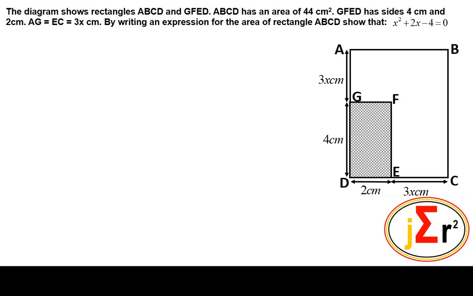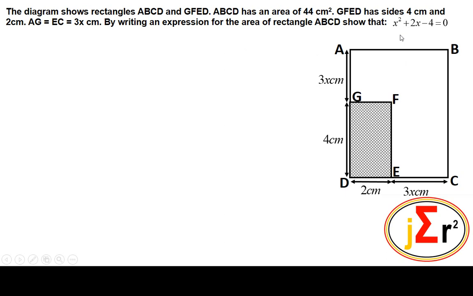The diagram shows rectangles ABCD and GFED. ABCD has an area of 44 centimeters squared, or square centimeters. We should pay special attention to this 44 centimeters squared because it is going to be instrumental in solving this problem and arriving at this required expression.